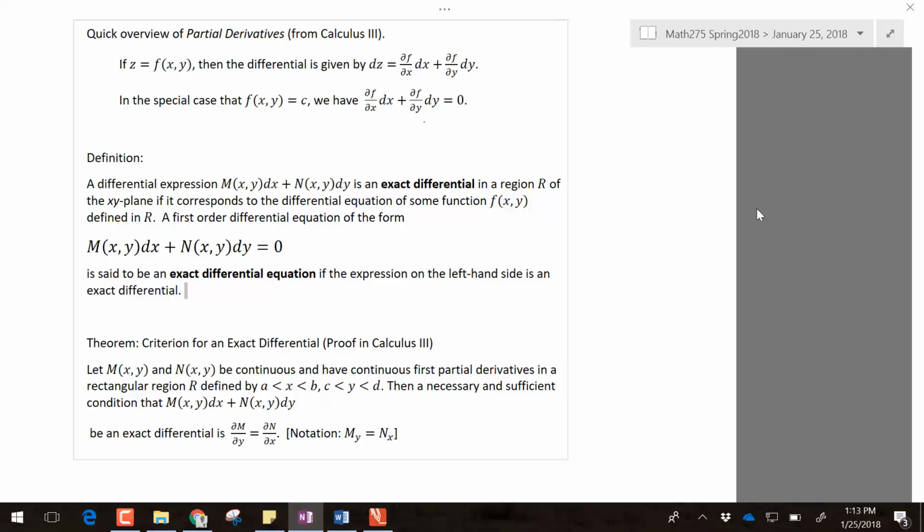So the criterion in the theorem here at the bottom is a way to check whether you do have a nice function, or whether a function actually exists whose differential is equal to the left-hand side of the differential equation.